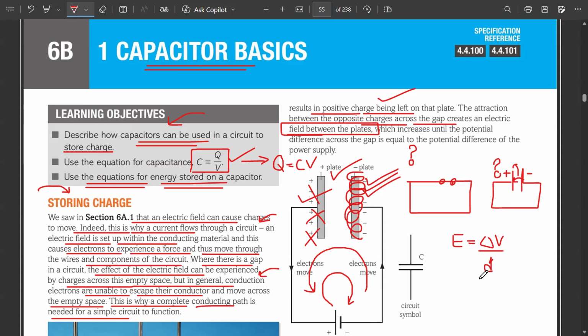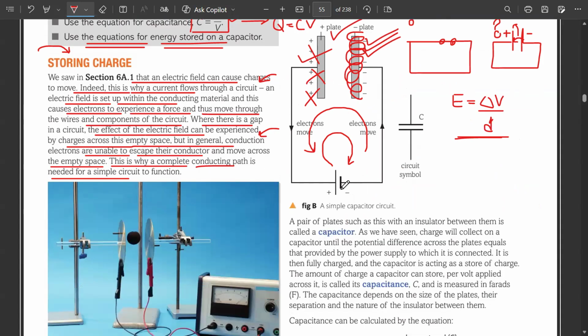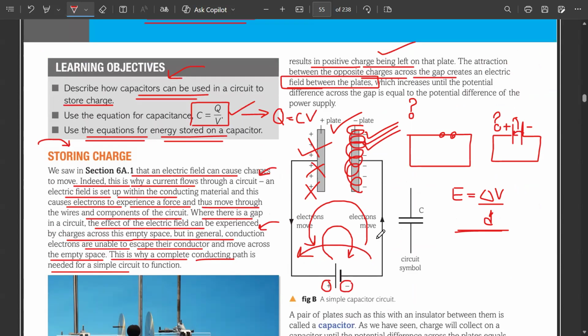Delta V over T explains the electric field strength. This is how it's created. When the circuit is turned on, all of the electrons always move from negative to positive. You know this. So when the electrons started to move, they all gathered on the negative plate. And when they all gathered on the negative plate, this whole plate became negatively charged.